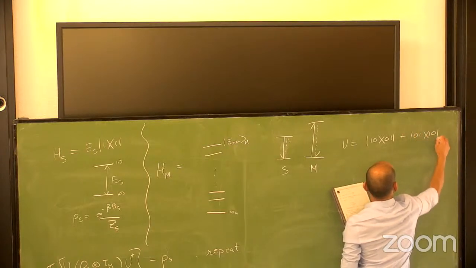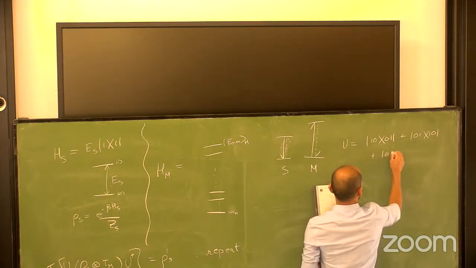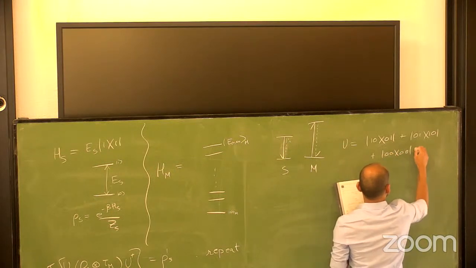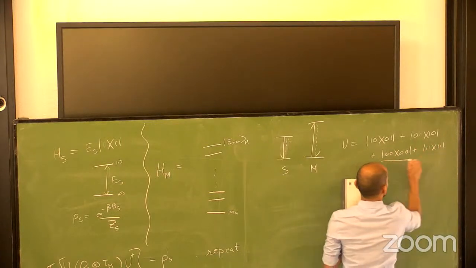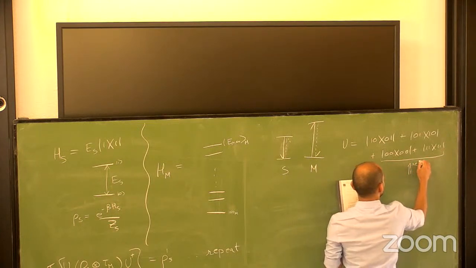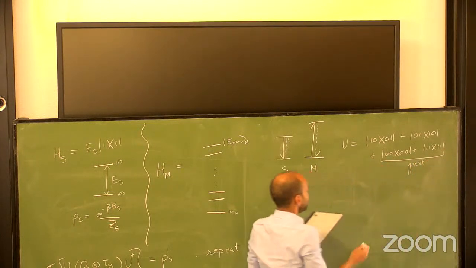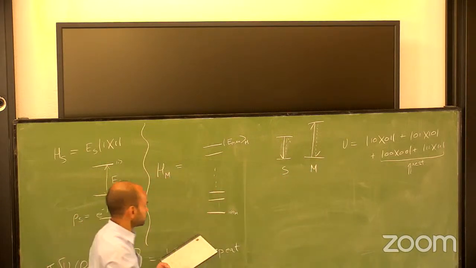So if the system goes down in energy, the machine goes up, plus the rest does not remain changed. So if the thing gets more complicated, I would simply refer to this as identity on the rest. It means that you have a swap in some subspace, and on the rest of the density matrix, you do nothing.